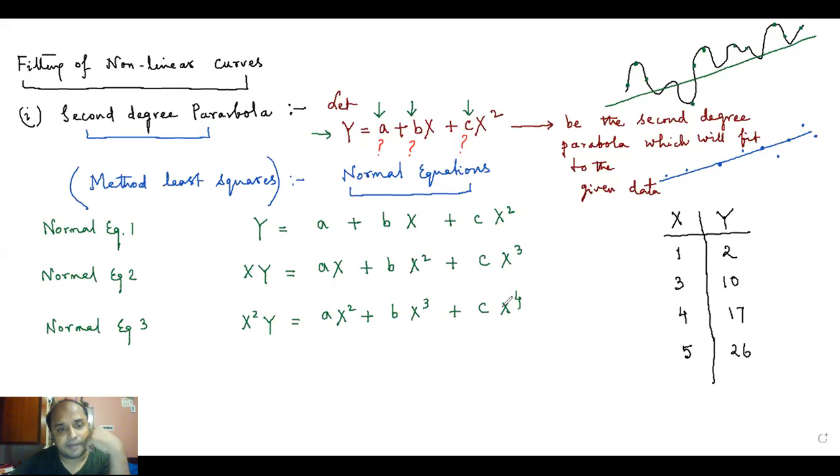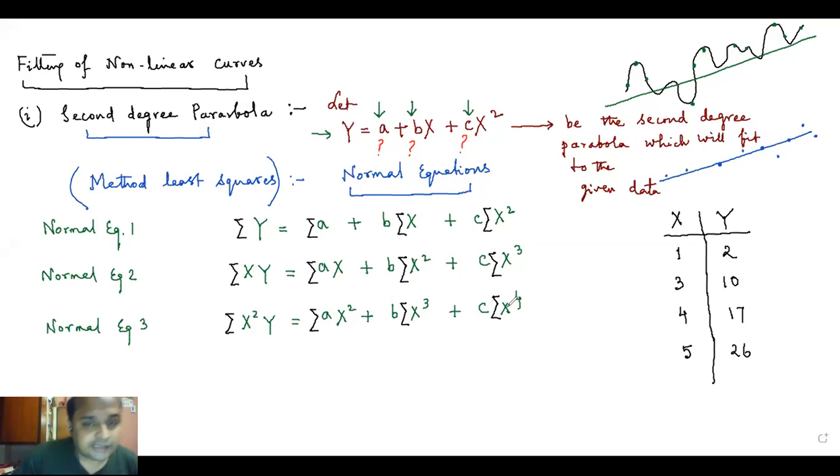Now you put the summation sign. Put a summation sign preceding each of these quantities like this. These three equations are called the normal equations. Three normal equations which we will be using to calculate the quantities a, b, and c. These are the normal equations corresponding to the second degree parabola.